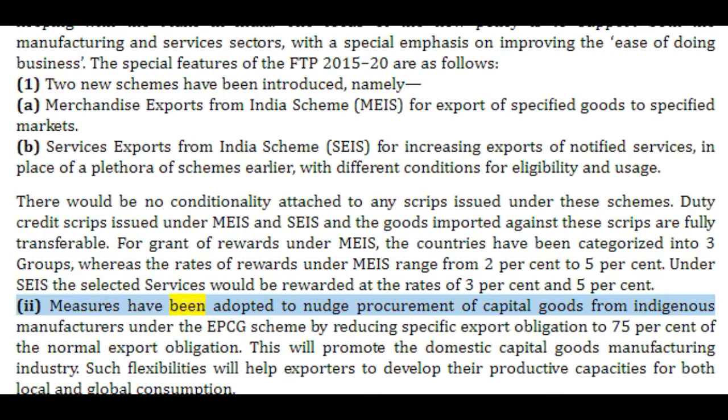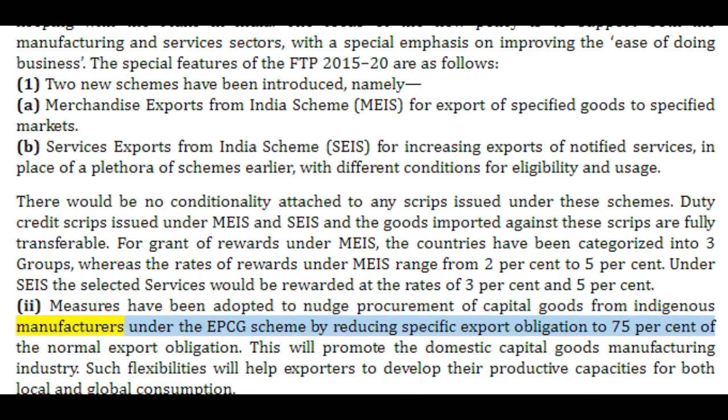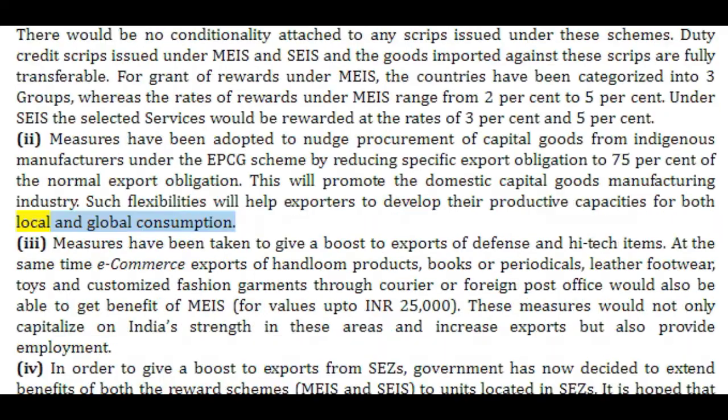2. Measures have been adopted to nudge procurement of capital goods from indigenous manufacturers under the EPCG scheme by reducing specific export obligation to 75% of the normal export obligation. This will promote the domestic capital goods manufacturing industry. Such flexibilities will help exporters to develop their productive capacities for both local and global consumption.